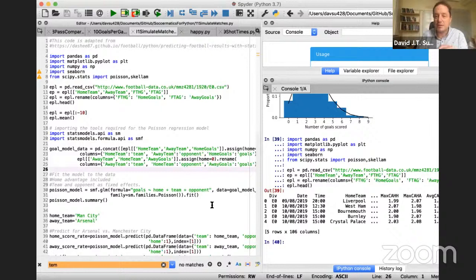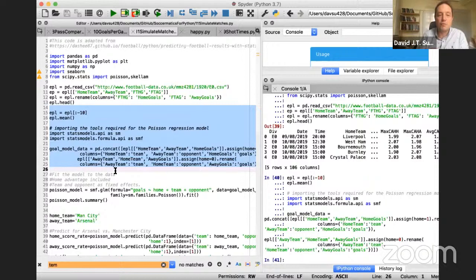Now, actually, we have all of the data from last season loaded into this. And we are going to use statsmodels again, one of my favorite packages for doing statistical modeling. It does the more traditional statistical models, the kind of things that Dixon and Coles would be doing. Load in goal model data. Goal model data, is it head?